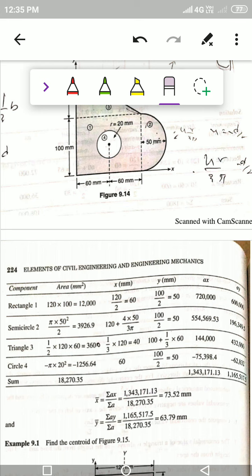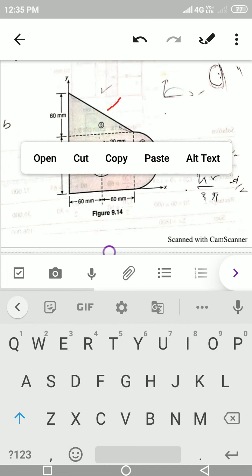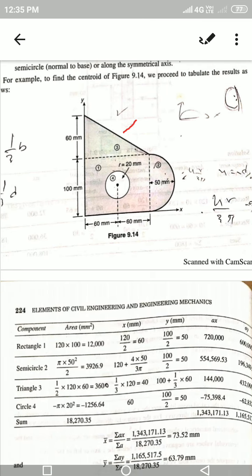Now we can move to the centroid of the third geometrical figure. What is your third geometrical figure? The third geometrical figure is your triangle.